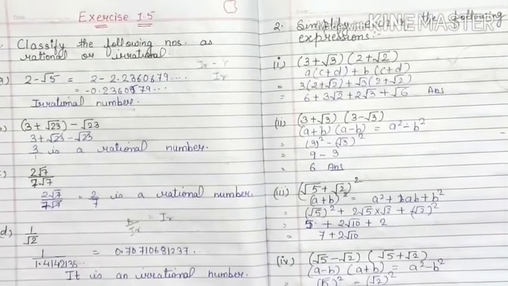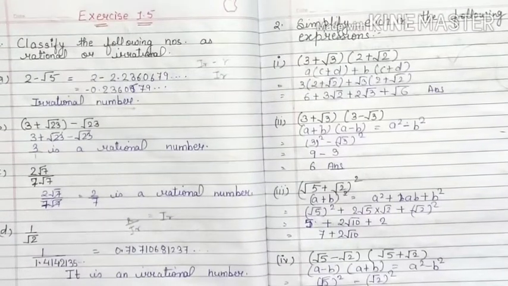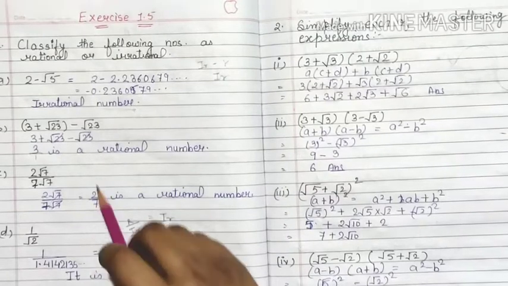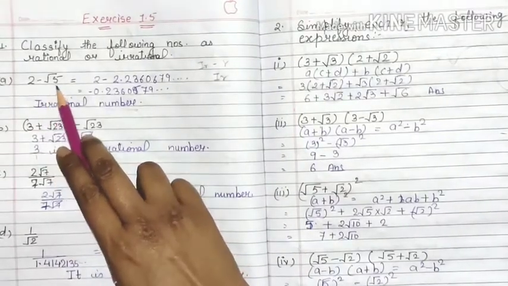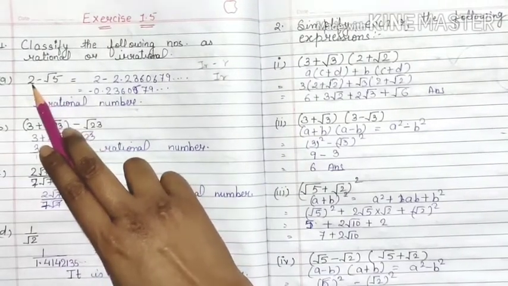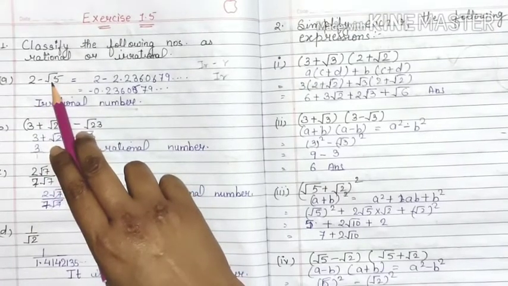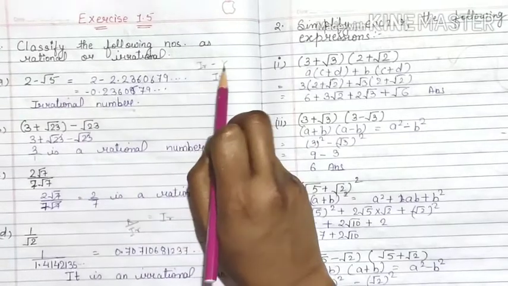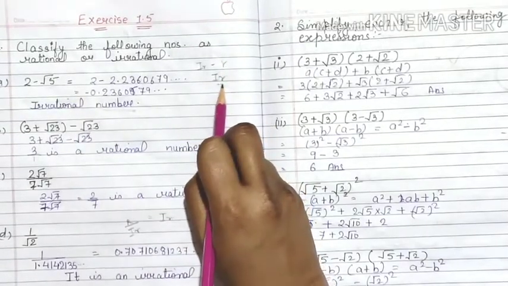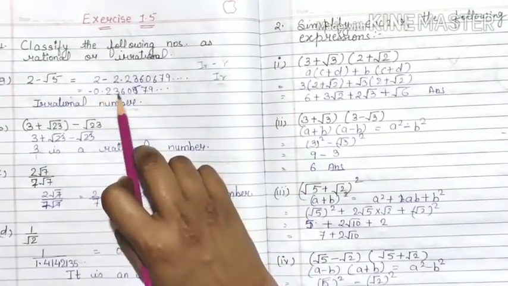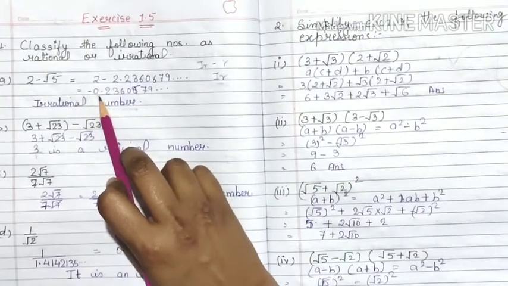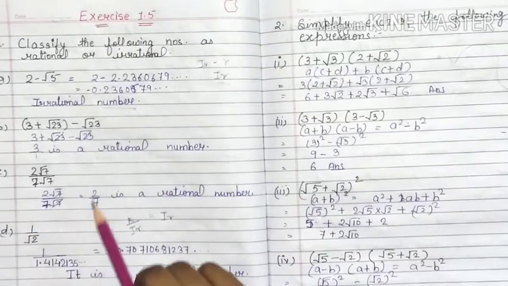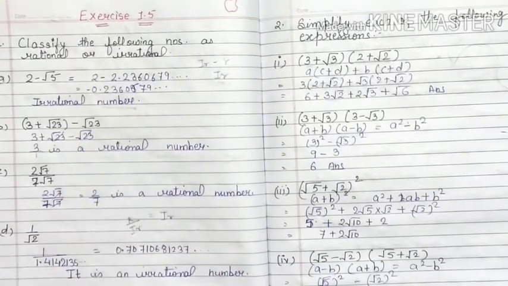Exercise 1.5. First, classify whether they are rational or irrational. A: 2 minus root 5. So, 2 is rational and root 5 is irrational. When we subtract an irrational number from a rational number, the answer is irrational. So, we can see the answer is 0.2360. Okay, so it is an irrational number.